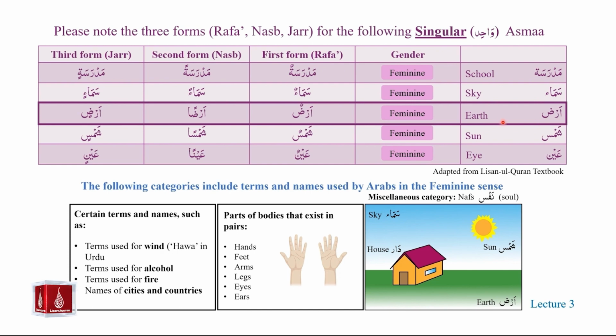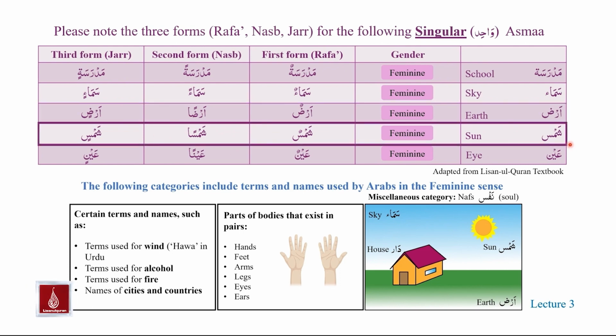Ard, which means earth. Ard is also feminine because ard is included in the list of miscellaneous feminine asma. So for ard, we will have ardun, ardan, ardin. The next word is shams, which means sun. And shams is also included in the miscellaneous feminine asma. For shams, we will have shamsun, shamsan, and shamsin.